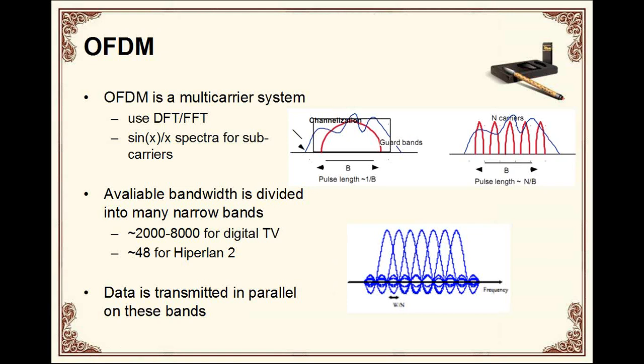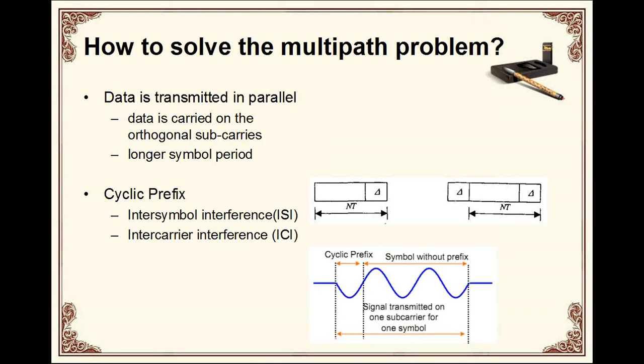The signal is split into many small pieces. Each piece is carried by an equally spaced carrier. Every individual subcarrier has a sin x divided by x spectrum, which looks like this. In an OFDM system, the available bandwidth is divided into many narrow bands. There are about 2,000 to 8,000 for digital television and about 48 for the HiperLAN/2 standard. Data is transmitted in parallel in OFDM systems.